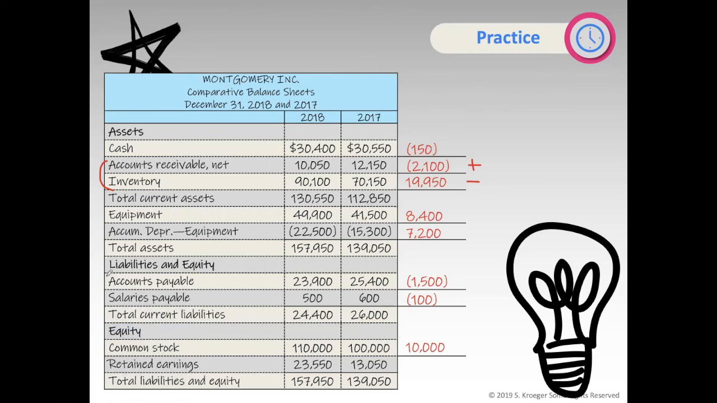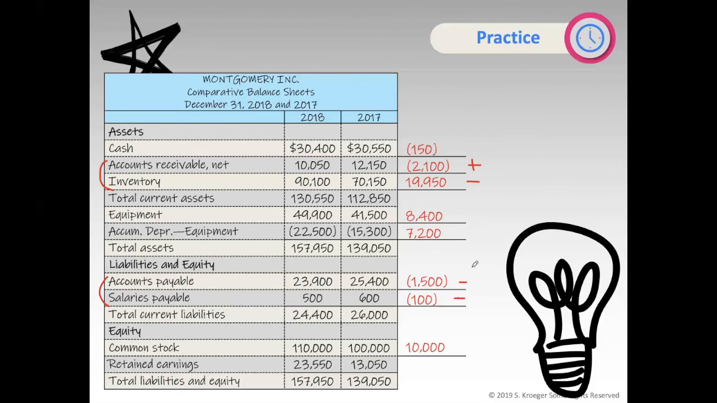Now let's look at the current liabilities. We have accounts payable and salaries payable. When we're dealing with the liability section, it actually works in the same direction. If the amount had increased, we add it. If the amount decreased, we subtract it. Accounts payable has decreased by $1,500. We're going to keep it as is. We're going to subtract $1,500 in the operating section. Salaries payable decreased by $100 from last year to this year. We're going to keep this the same as a negative number.